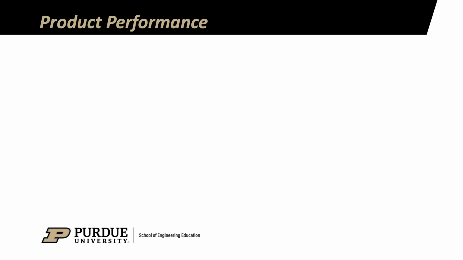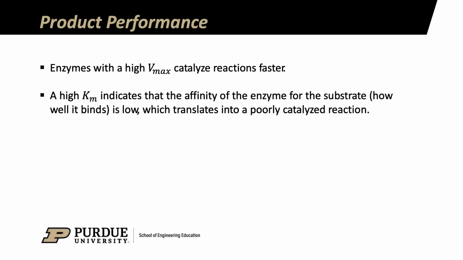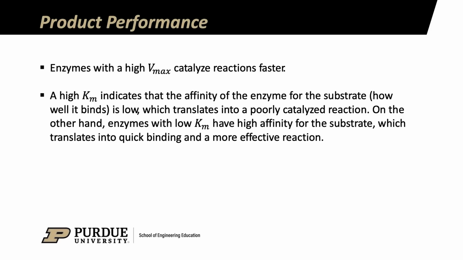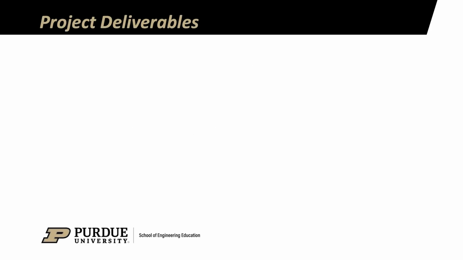We care about all of this because the two parameters we need tell us things about the performance of the detergent, particularly that enzymes with a high Vmax catalyze reactions faster, and a high Km indicates that the affinity of the enzyme for the substrate, or how well it binds, is low, which translates into a poorly catalyzed reaction. On the other hand, enzymes with low Km have high affinity for the substrate, which translates into quick binding and a more effective reaction. So we have been talking a lot about chemistry.